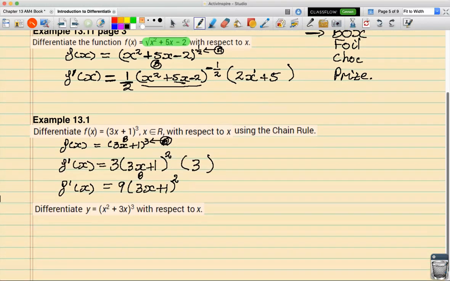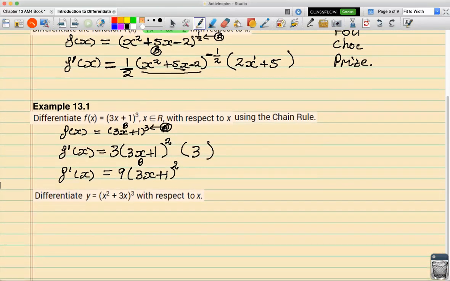And now we've got the last one to do. And it's exactly the same as the one above. We've got y is equal to x squared plus 3x, all to the power of 3. This is the priority a function, and this is the priority b. So we're going to be differentiating it. This time, because it's y, we're calling it dy dx. Dy dx, the differential of y with respect to x.